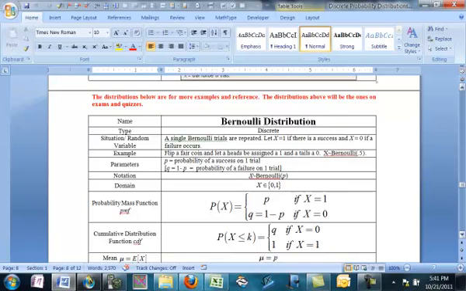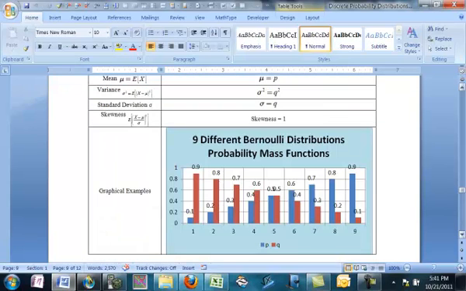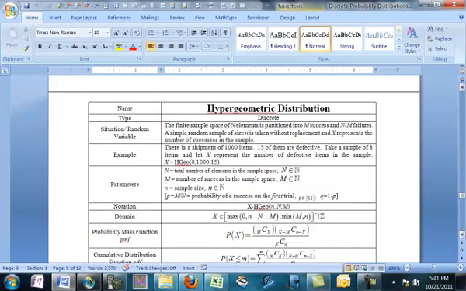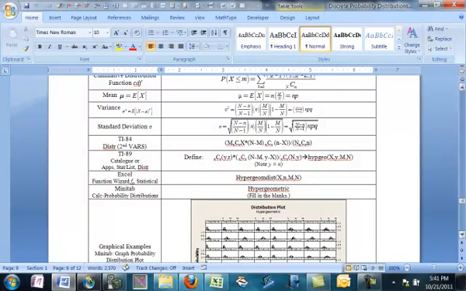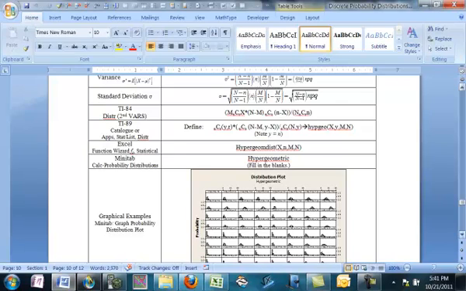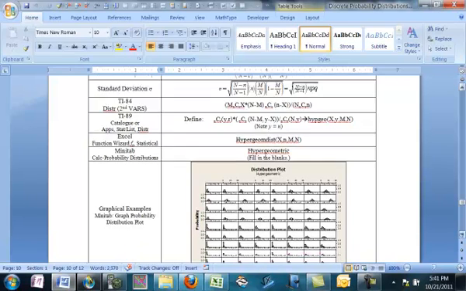There's the Bernoulli distribution, which some of the others are based on, and these are actually 9 different Bernoulli distributions graphed in that picture. And here's the hypergeometric, and there's an example, and it shows you some of these things here. And there's the PDF, and it gives you some of the other characteristics, and then there's a whole bunch of different graphs for hypergeometric, showing you what some of the different ones look like.